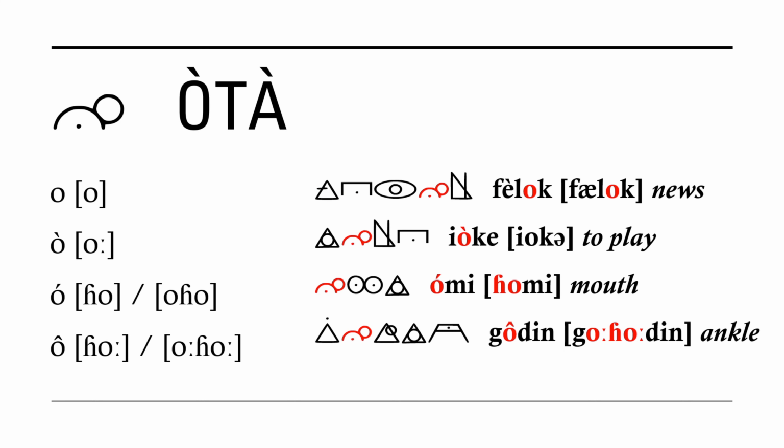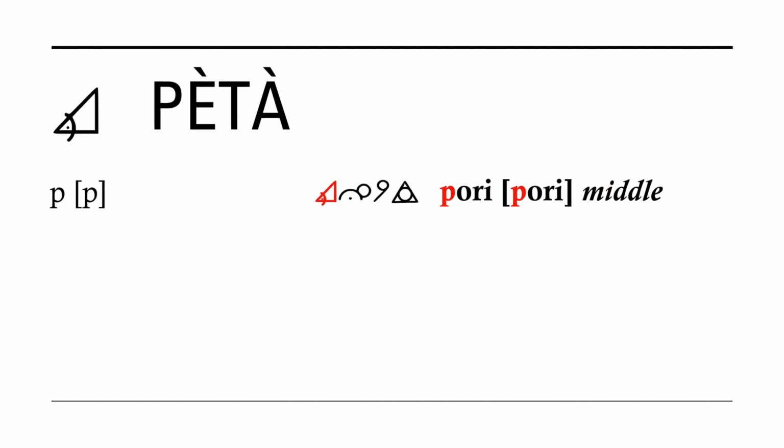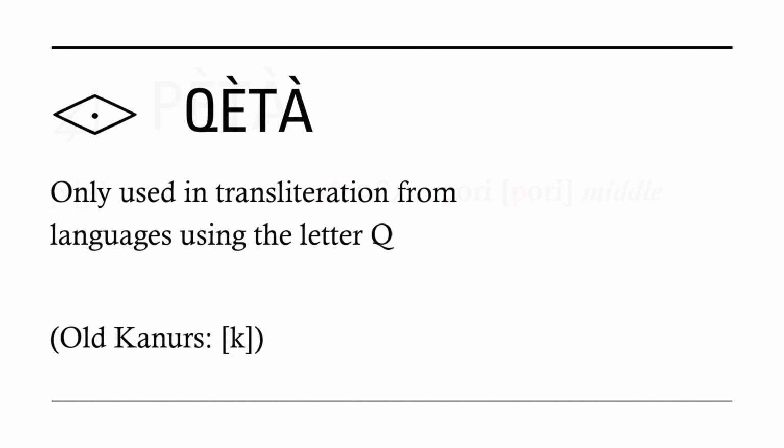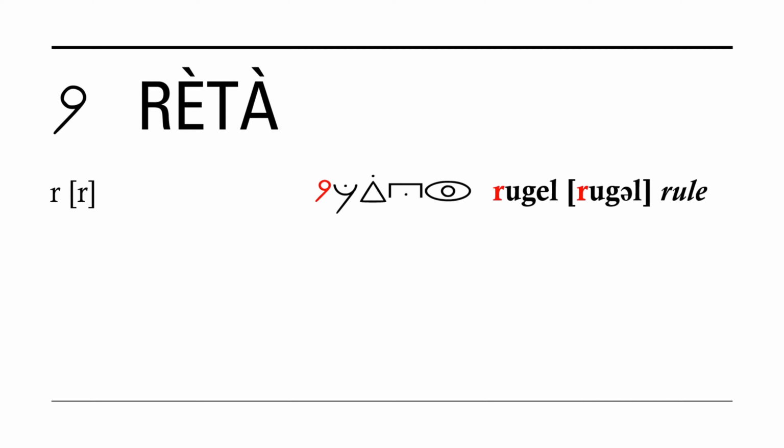Ota can be pronounced O, Ho, Oho, as in Felok, Ioke, Homi, or Gohodin. Peta is pronounced P, as in Pori. Keta is no longer used in Kanurs, however usable in transliteration. Reta is pronounced R, as in Rugel.